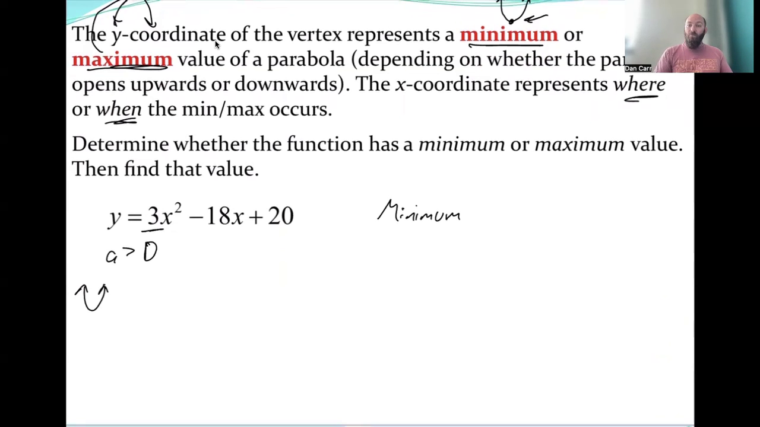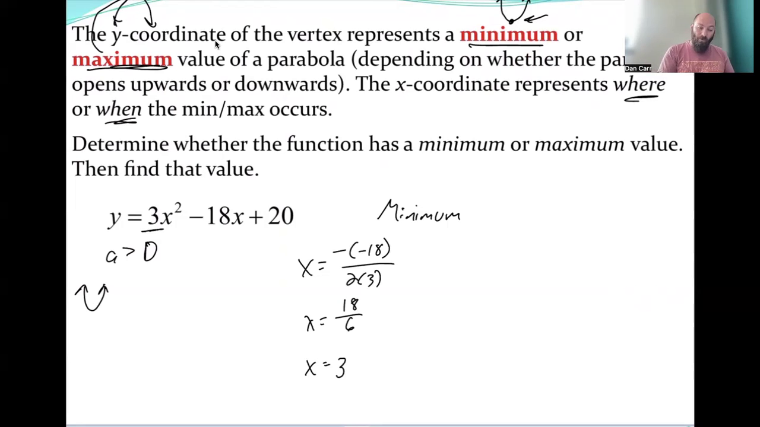Now to find that, we've got to find the vertex. If you're graphing, you can find it through some methods there. I'm going to go over it by hand. So I'm going to do negative b, so the negative of -18, over 2 times a. So that's going to turn into a positive 18 over 6. So x equals 3 here.